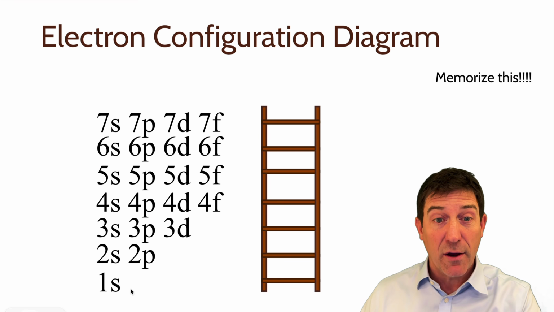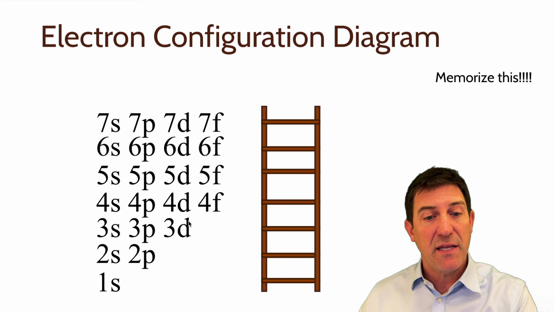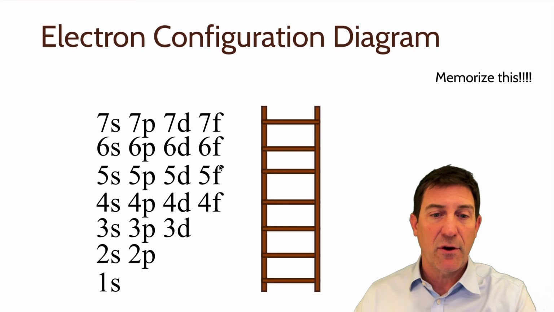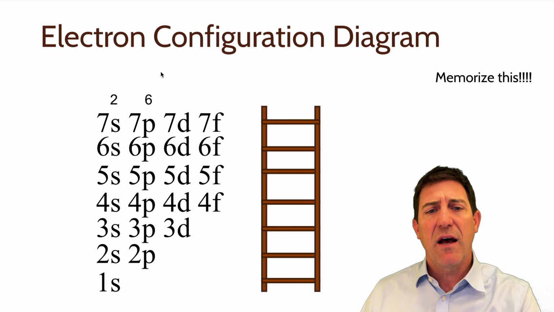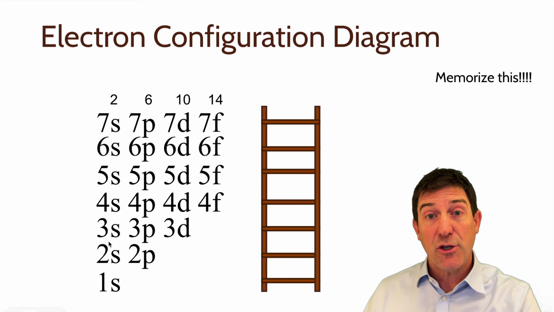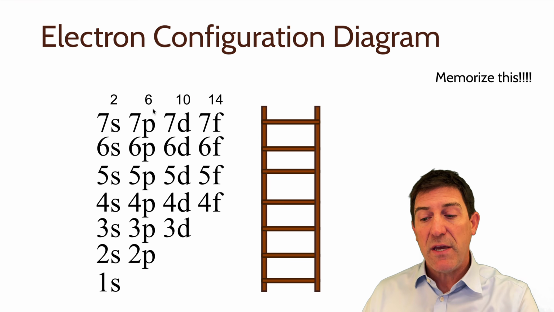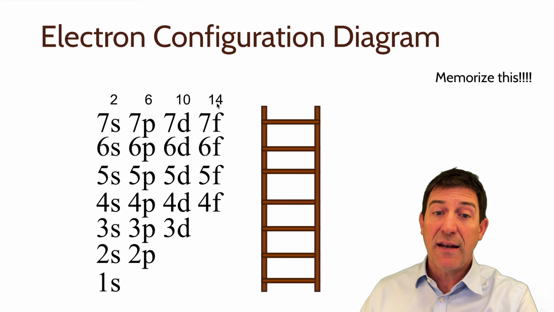This is the first rung of the ladder, and the first energy level only has the s orbital. The second energy level, or the second rung of the ladder, had the s and the p. The third, the s, p, d. The fourth, s, p, d, f, and all the way up to the top. I like to add a 2 over the top of that column, a 6, a 10, and a 14. That reminds me that the s orbitals each can hold a maximum of 2. The p orbitals can hold a maximum of 6. The d orbitals a maximum of 10. And the f orbitals a maximum of 14.